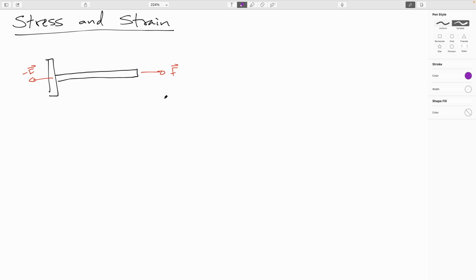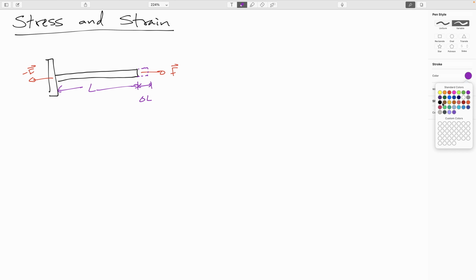Now, so far we've been looking at the rigid body model. But in reality, the rod's going to get a little bit longer, like so. So if originally the rod was length L, it will have grown by a length delta L. And similarly for compressions, if I compress this, we could talk about shrinking by delta L if we wanted to.